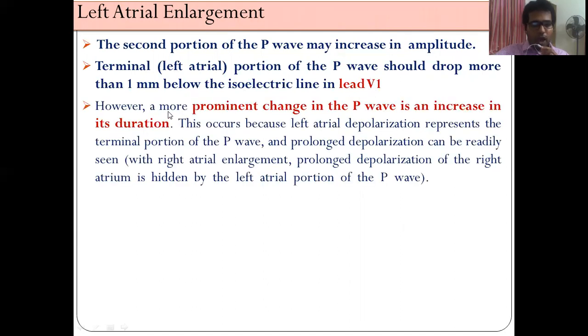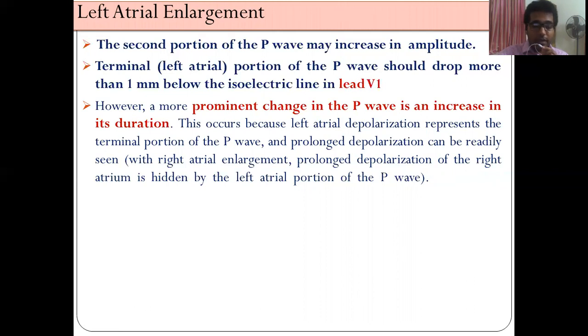Okay. However, the more prominent change in the P wave is an increase in its duration. This occurs because left atrial depolarization represents the terminal portion of the P wave, and prolonged depolarization can be readily seen. But interestingly, with right atrial enlargement, the prolonged depolarization of the right atrium is hidden by the left atrium portion of the P wave. That is why I have already told you, in case of right atrial enlargement, the total duration of the P wave will not be altered.